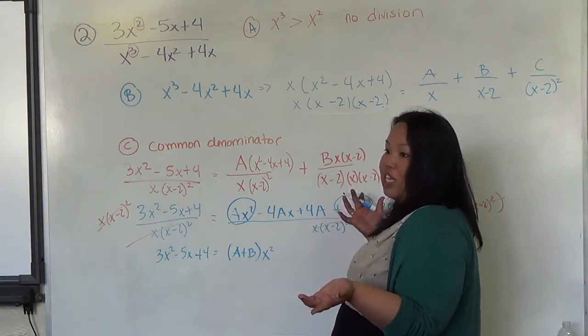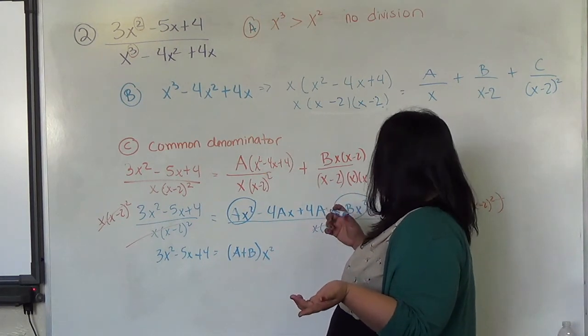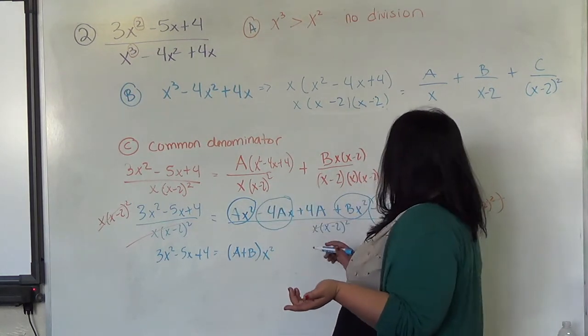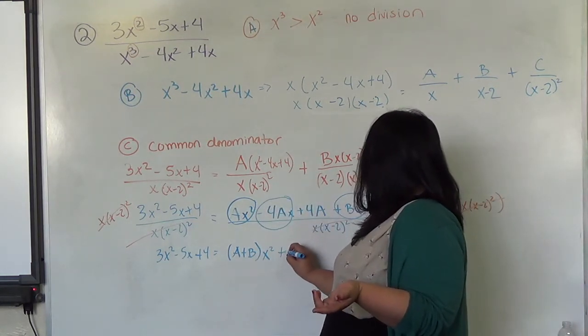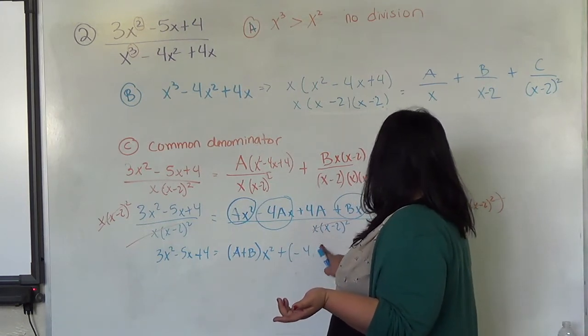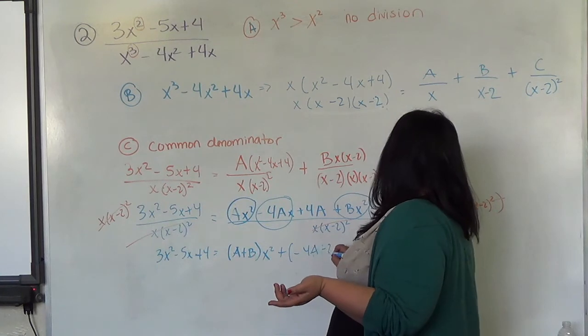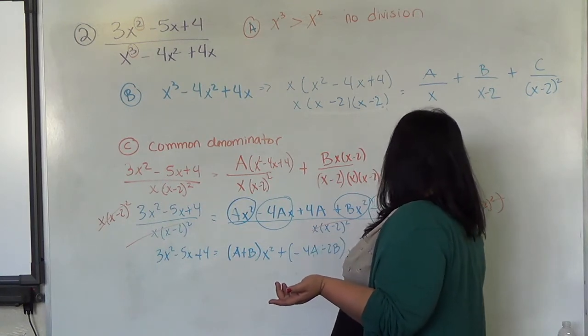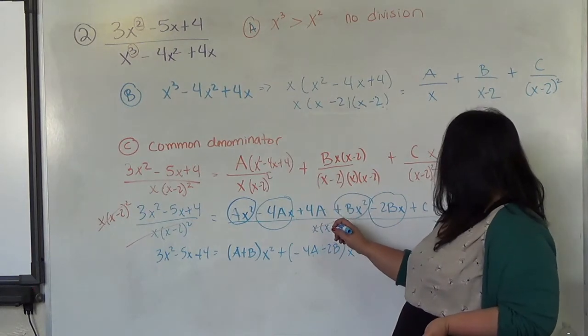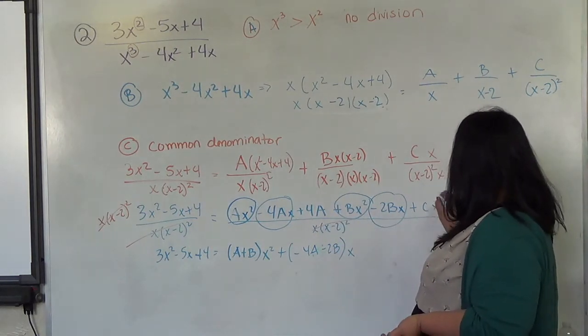What are we matching? Like terms. What's next? We did x squared, so what do we do? Negative 4ax and then negative 2bx. So we have plus negative 4a minus 2bx. And the final is, no, sorry, we also have plus cx.